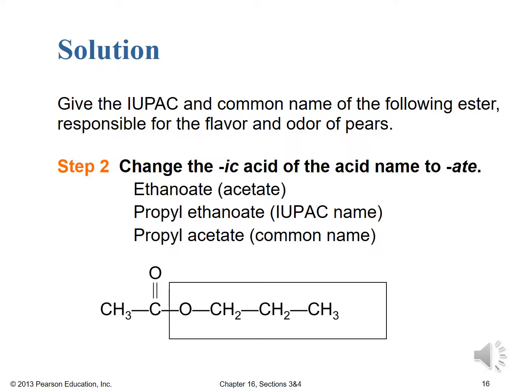So if we look at the carbonyl group, there's the carbonyl and the one other carbon atom attached to it. So this was an ethanoate or an acetate, depending on if you're using the IUPAC or the common. You were asked for both. So it would be a propyl ethanoate by IUPAC naming conventions, or a propyl acetate common name for this particular ester. So hopefully that went well for you. If not, or even if it did, we're moving on to another learning check, so just hold tight.